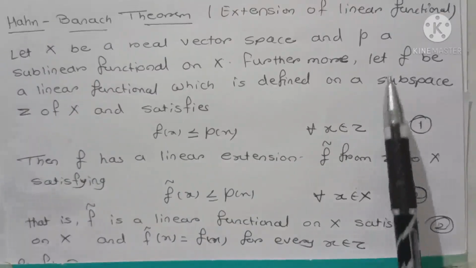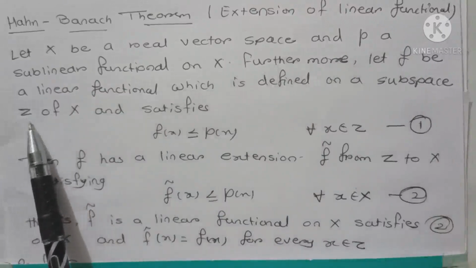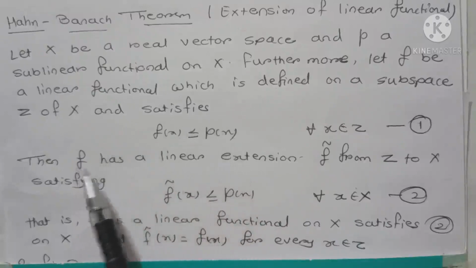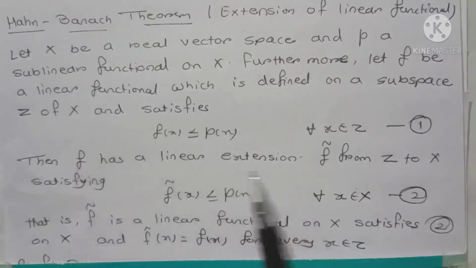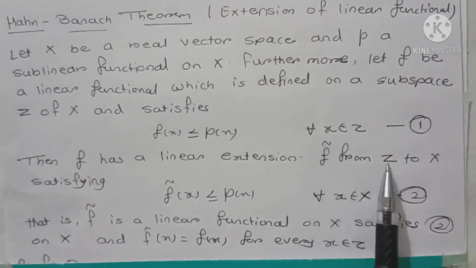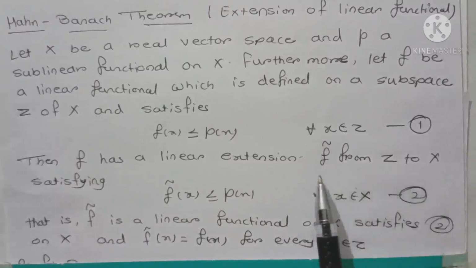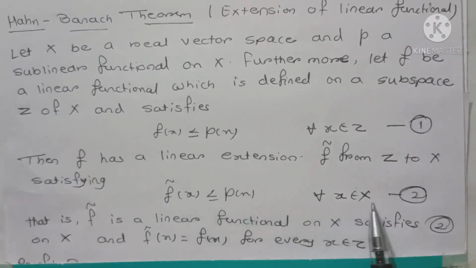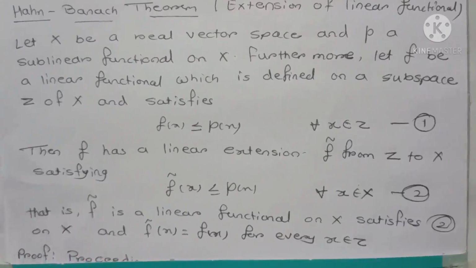Then as this f, which is defined on a subspace Z of X, satisfies this condition, the Hahn-Banach theorem says that this f has a linear extension. That linear extension is denoted by f tilde, and this extension is from the subspace Z to capital X. That means f tilde is a mapping which is defined on capital X, which also satisfies the same condition that f tilde of x is less than or equal to p of x, but for all x belongs to capital X, because here f tilde is defined on the whole space capital X.